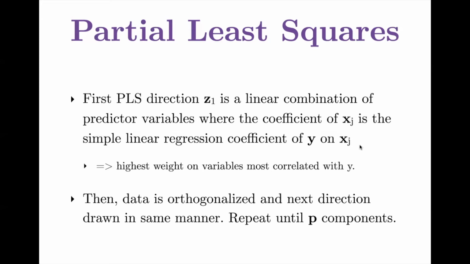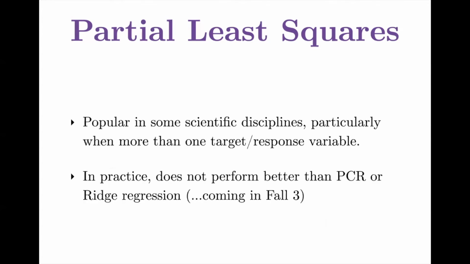After we've drawn that first direction, the data is orthogonalized. That means it's projected onto the subspace orthogonal to the first component. And in that subspace, the next direction is drawn in the same manner. And we just repeat until we have P components. This is popular in some scientific disciplines, particularly when we have more than one target or response variable. But in practice, it doesn't tend to perform better than PCR or ridge regression or lasso regression, which we'll talk about in Fall 3.